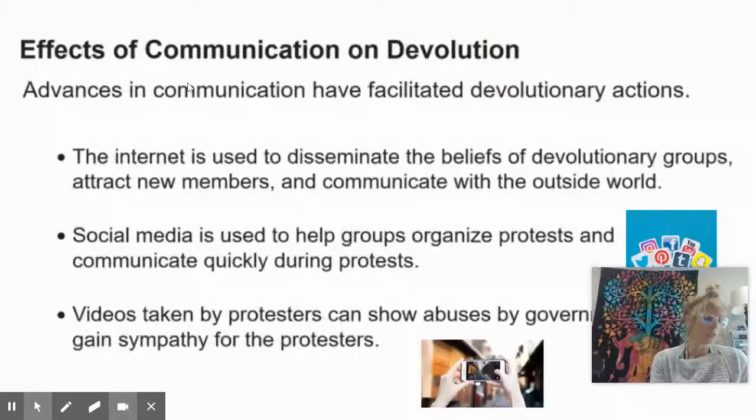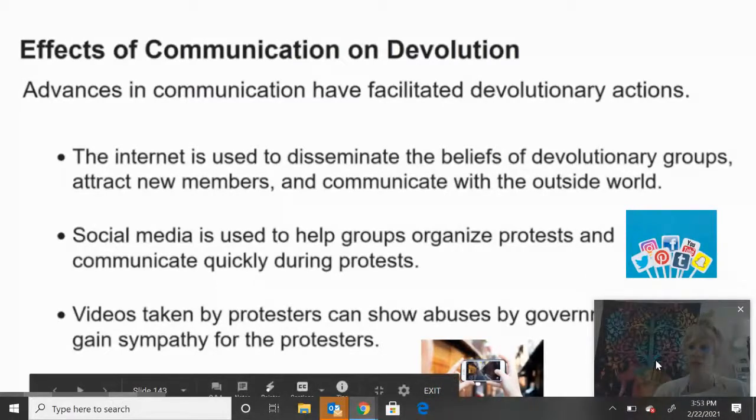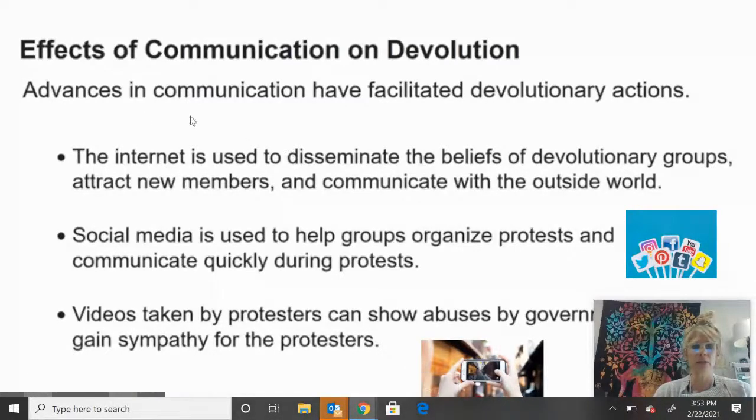All right, so we're going to talk about mostly just effects of devolution once it happens, and some of this has to do with advancement in technology, guys. So that first one is effects on communication in devolution. You have advancements in communications that have facilitated these actions of devolution to happen. Okay, and there's three things that you want to put in here. For example, the internet.